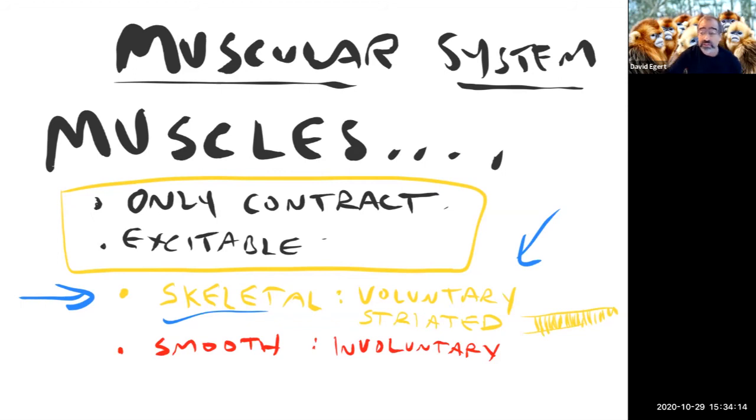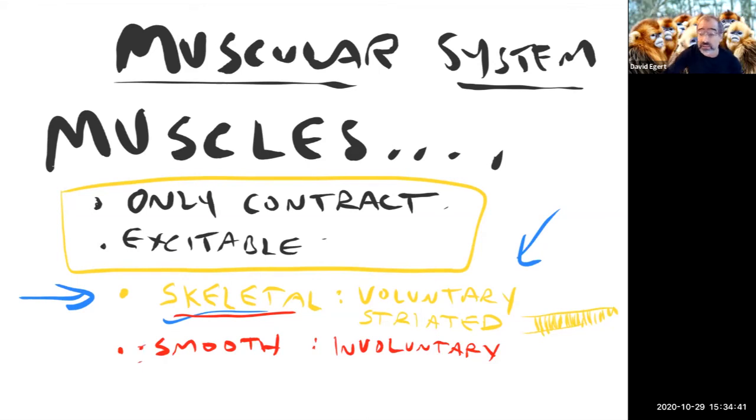This is the muscle that's being activated by the autonomic nervous system, the sympathetic and parasympathetic motor fibers. And as we're going to see, it can also get activated by non-neural stimuli. Skeletal muscle is always activated by a somatic motor neuron. Smooth muscle, on the other hand, has lots of different ways you can activate it.